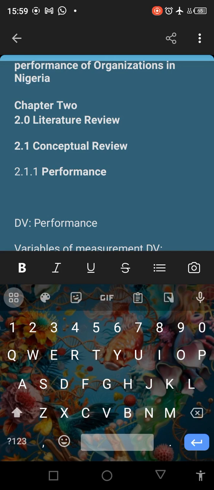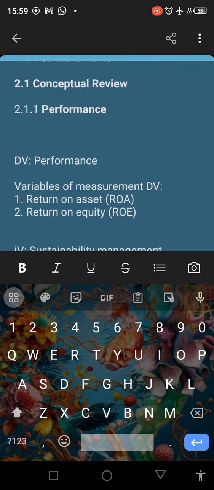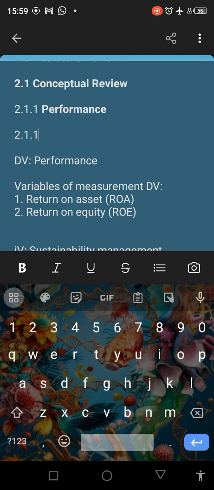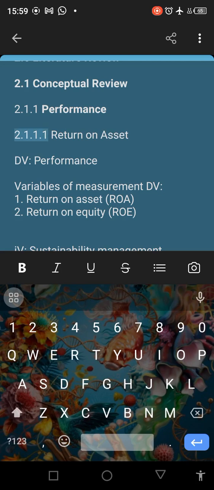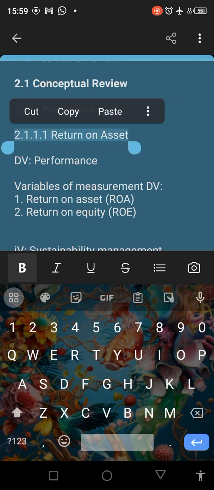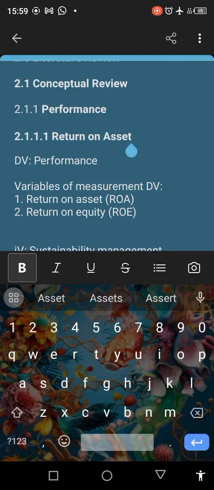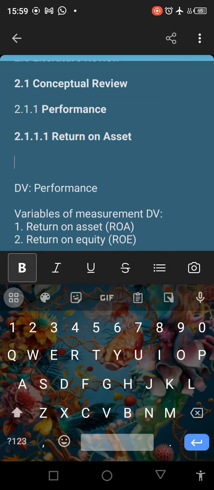Now, under my performance, I also have other variables of measurements. These are my return on assets and my return on equity. I will also discuss them. And from there, I will have my 2.1.1.1. And what do I have there now? I will have return on assets. That's another heading. I will bold it there. I will also discuss everything I want to discuss underneath it.